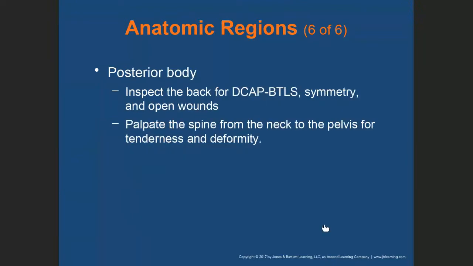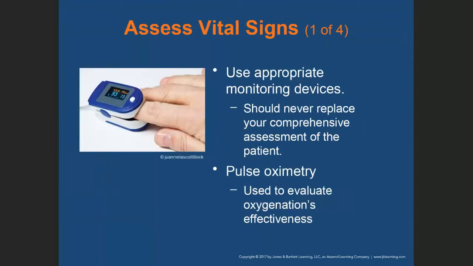So everything that we did anterior, we have to do it posterior. So we need to log roll that patient and check the posterior. So we inspect the back for DCAP-BTLS, symmetry, and open wounds. We palpate the spine from the neck to the pelvis for tenderness and deformity.